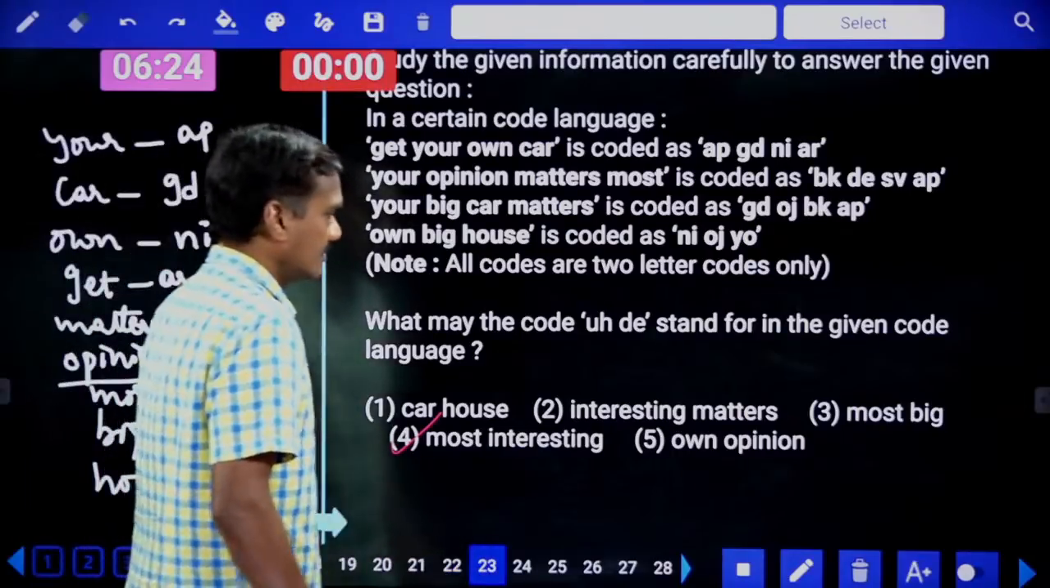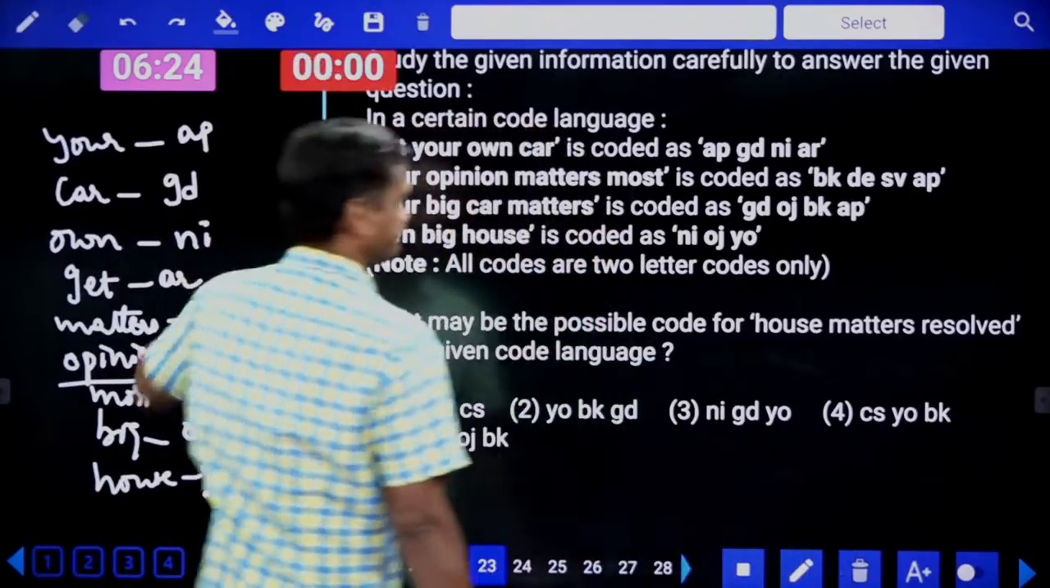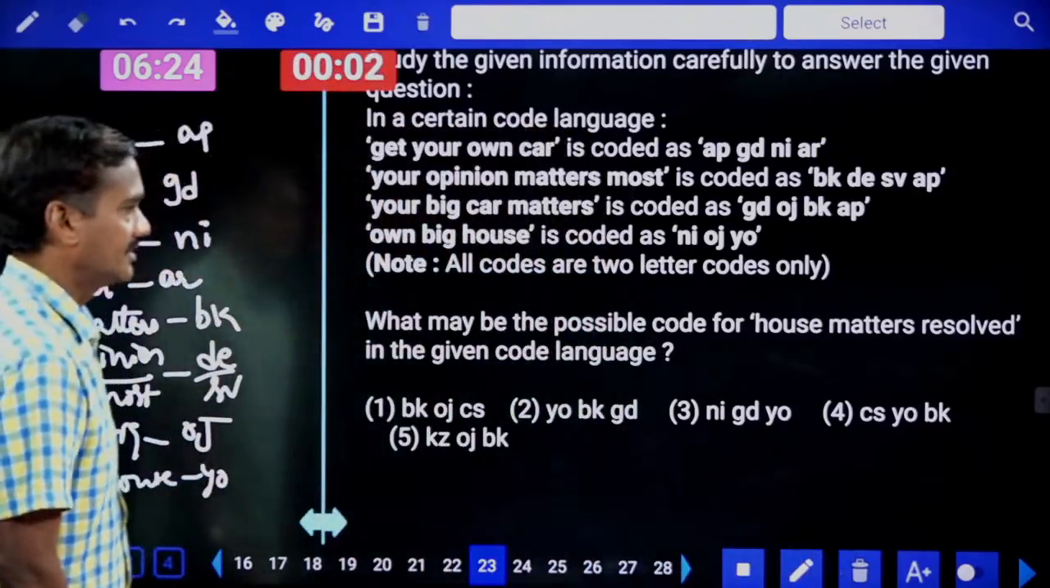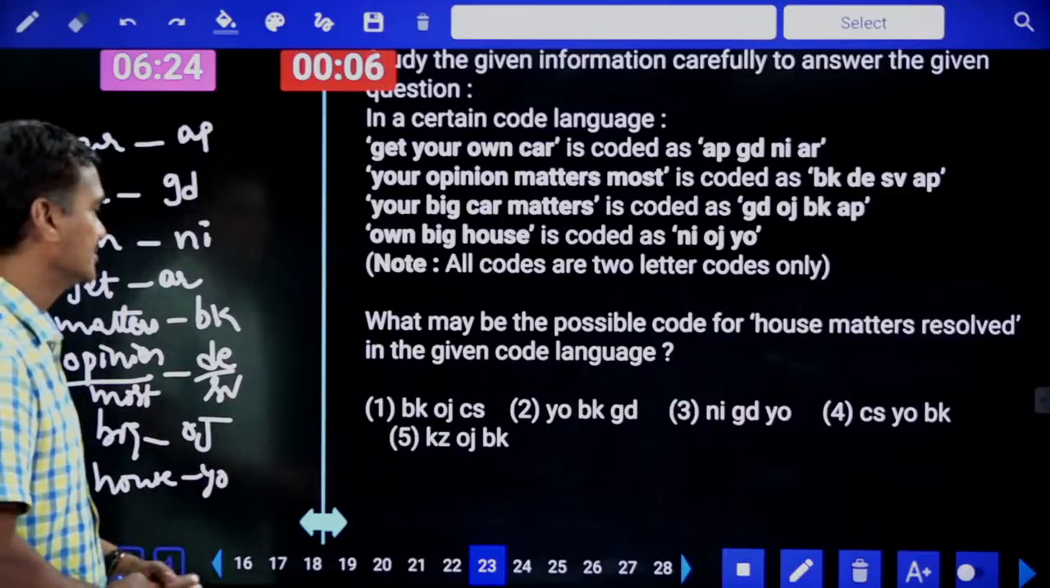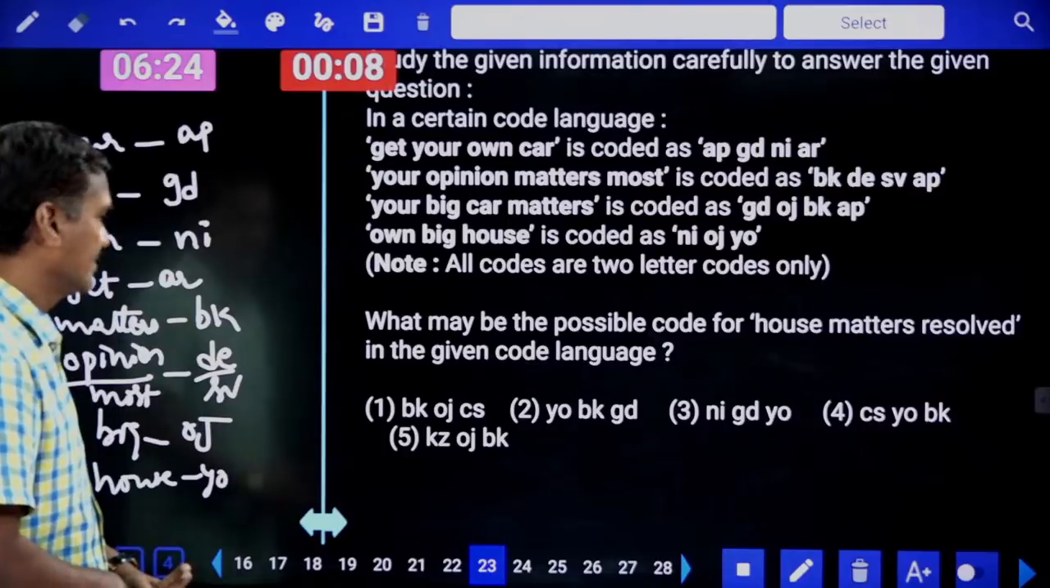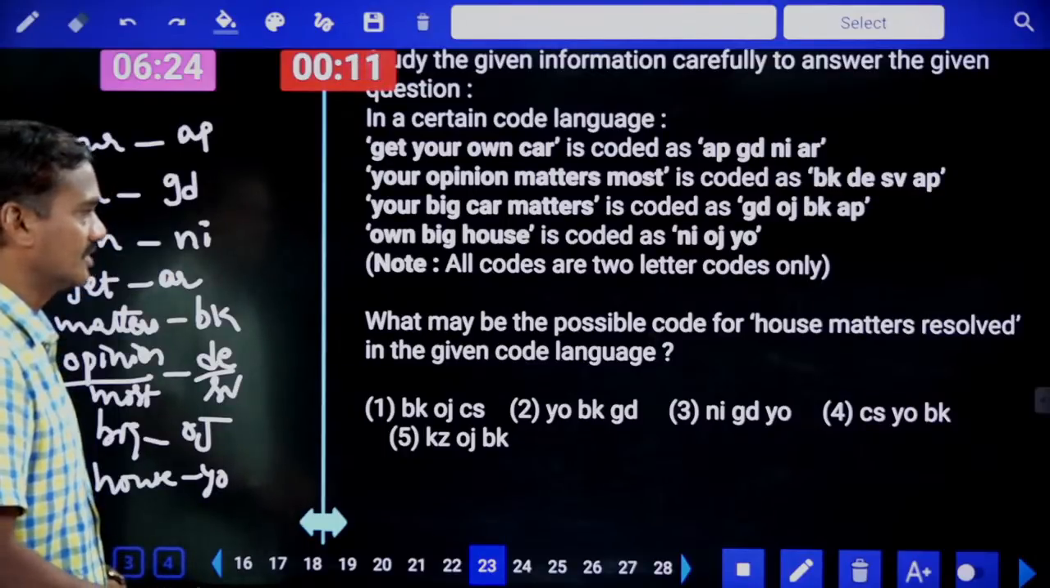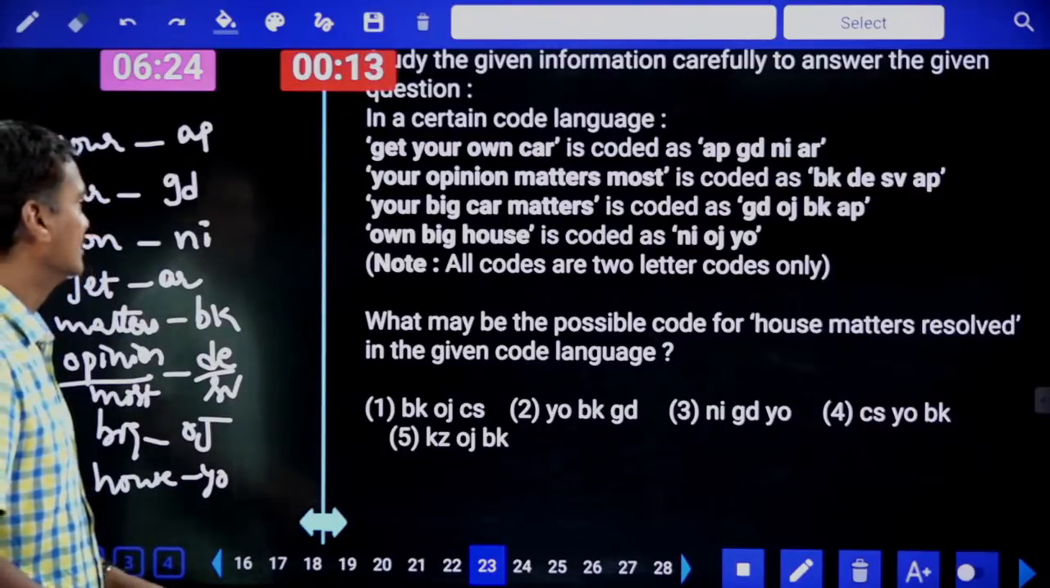22. Then coming to question number 23. What may be the possible code for house matters resolved in the given code language?